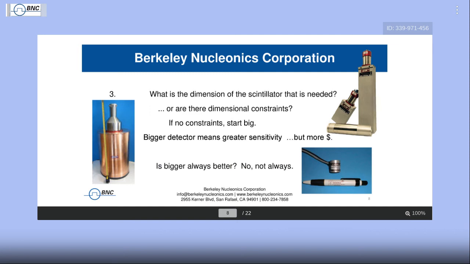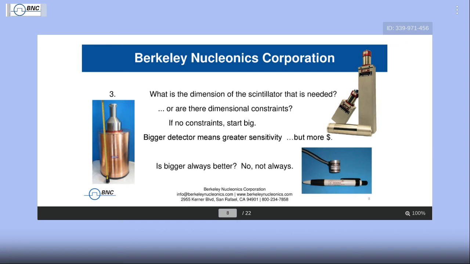Dimensions, another critical issue. Absolutely. People will ask, well, they want a specific size, or they won't even mention the size. Hey, I want this particular material. Can you tell me how much it costs? Is it available? What's the lead time? That sort of information. But the dimensions are very important.